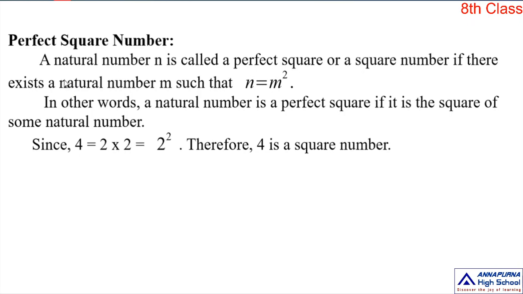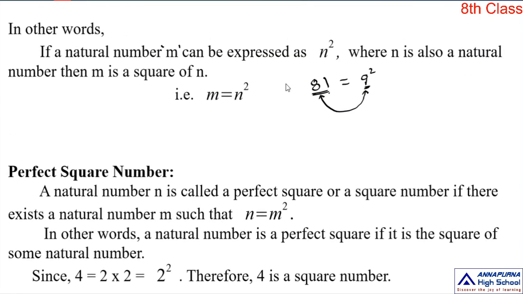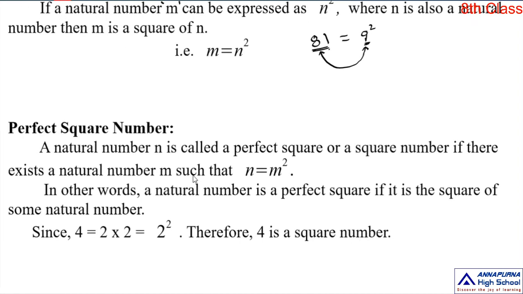It is very simple. A natural number n is called a perfect square or a square number if there exists a natural number m such that n is equal to m square. Here in this definition, m can be expressed as n square, then we call m is a square of n. A natural number n is called a perfect square if there exists a natural number m such that n is equal to m square.